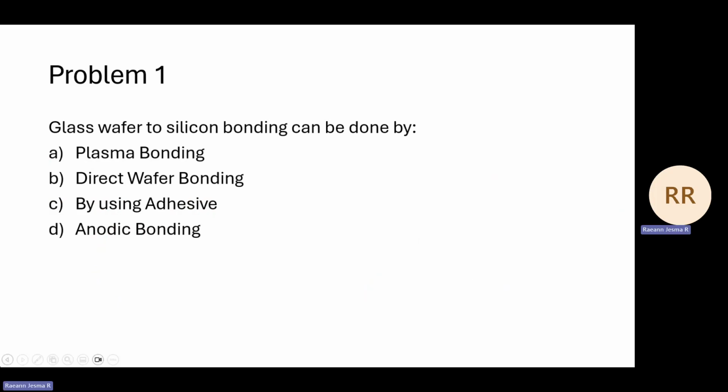The first problem is: glass wafer to silicon bonding can be done by A. Plasma bonding, B. Direct wafer bonding, C. By using adhesive, D. Anodic bonding. What do you think the answer is?